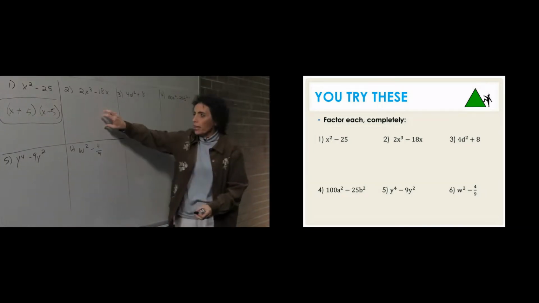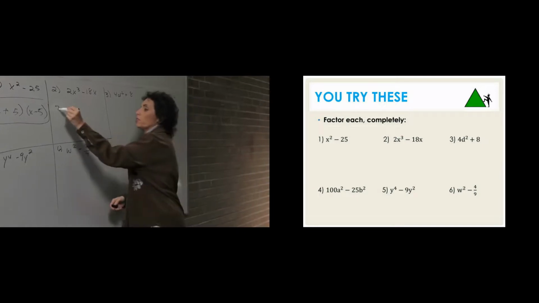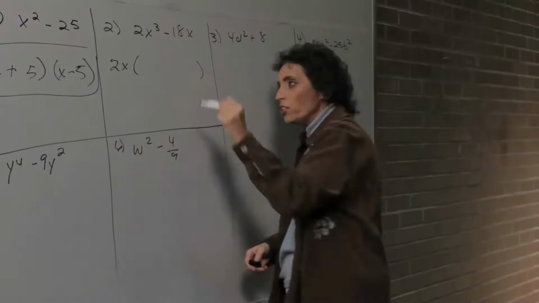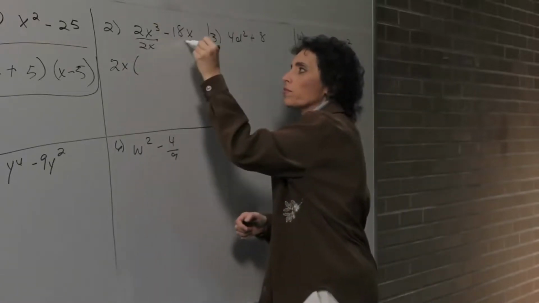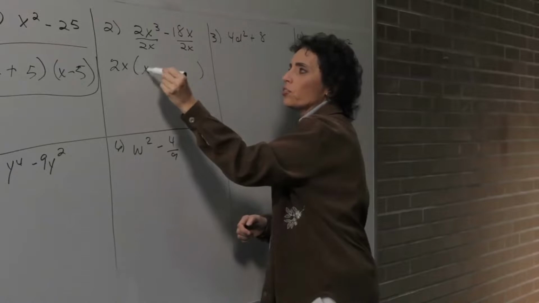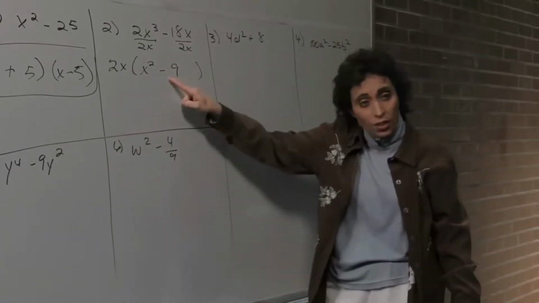Okay, ready for this guy? We look for a GCF. We have one. 2x. We make one set of parentheses. That's the only time we make one. We divide by 2x, and we get x squared minus 9. Now, we're not sure if we're done. We have to go inside to the terms.